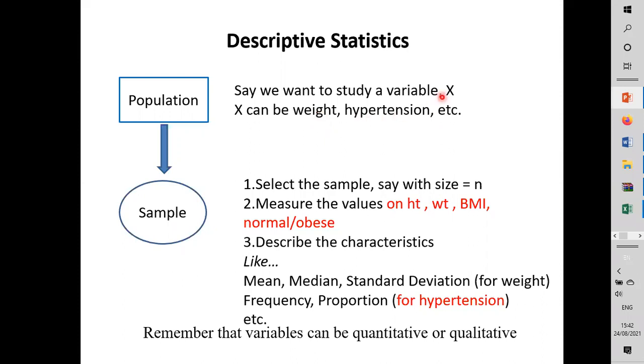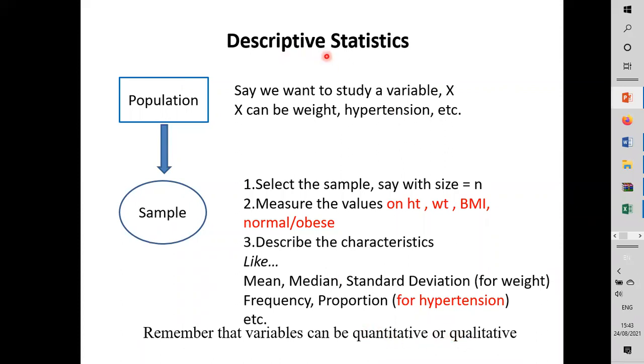A variable can be quantitative or qualitative. Weight, quantitative or qualitative? Quantitative. Hypertension? Qualitative, because hypertension is yes or no. So this is qualitative. This is quantitative. Whatever variable you collect, it can be quantitative or qualitative.